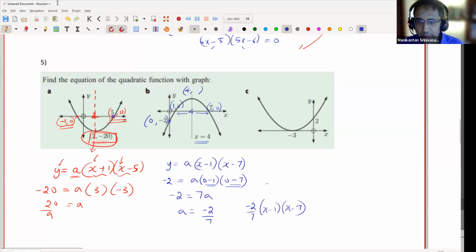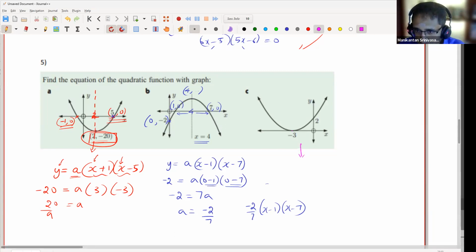Okay. Now the C part is slightly unique. We see that it passes through only one point, which is minus 3 comma 0. There's only one root, or rather a repeated root. So minus 3 is a repeated root. For example, just imagine had the parabola been slightly downwards. Let me just erase this.